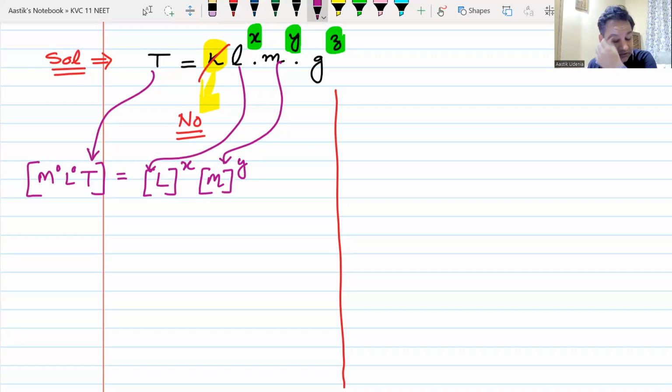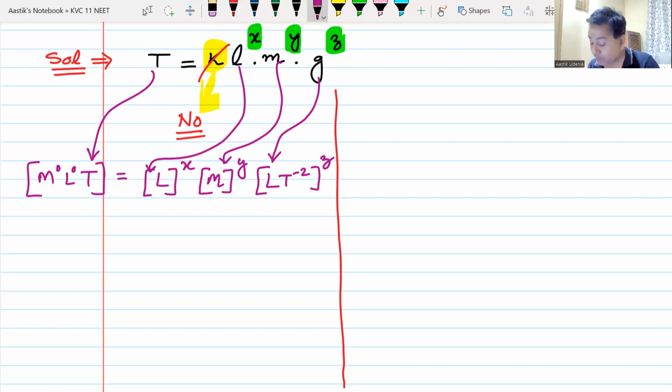That takes me to the third term. The third term is G. G is acceleration due to gravity, as we have already seen. What is the dimension of G? LT minus 2. LT minus 2, and this is now raised to the power of Z. The only things that are not known in this equation are the values of x, y, and z.